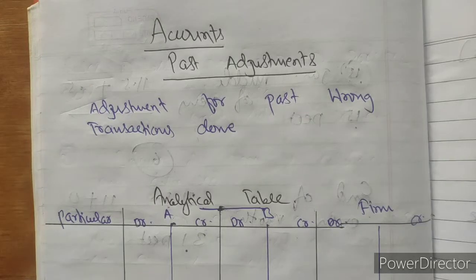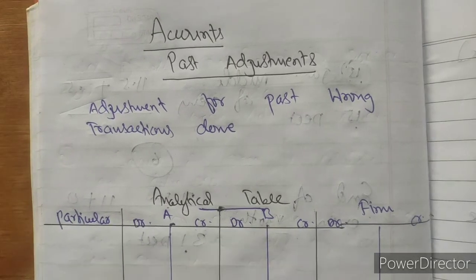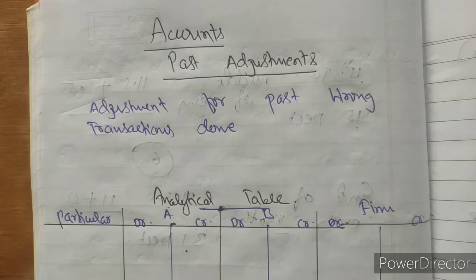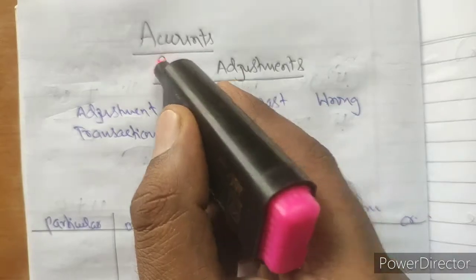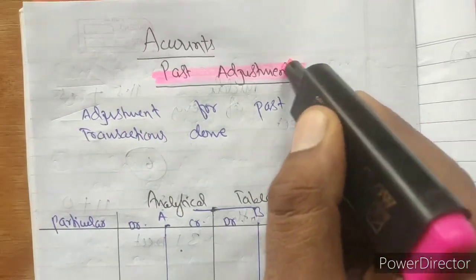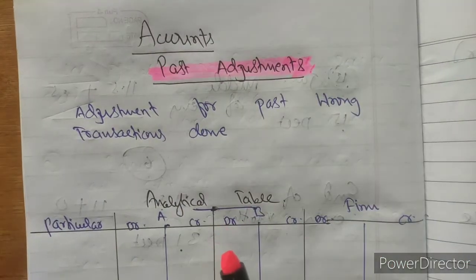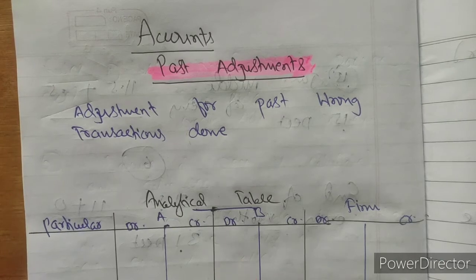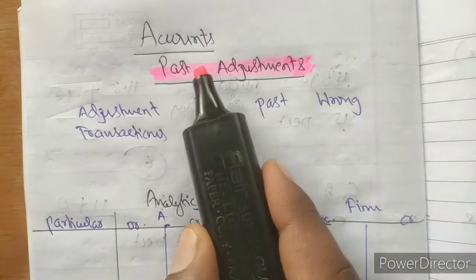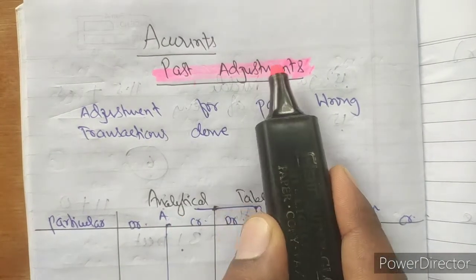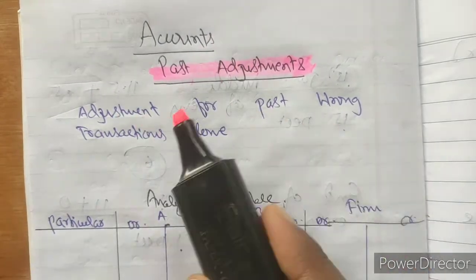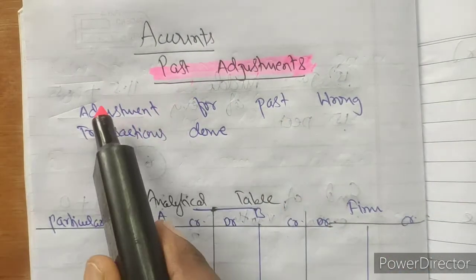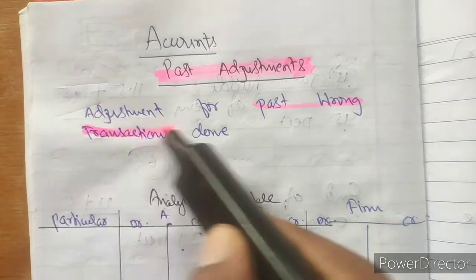Hello everyone, in this video we will start our next topic, that is past adjustment. In accountancy, past adjustment is one of the very important topics. This is the extension of the class 11th rectification of errors topic. Under past adjustment, as the name itself makes clear, past adjustment means the adjustment for the past. What we will be doing here is the adjustment for past wrong transactions.